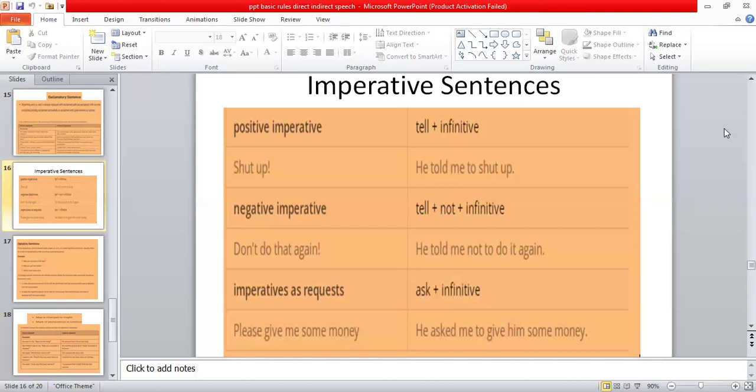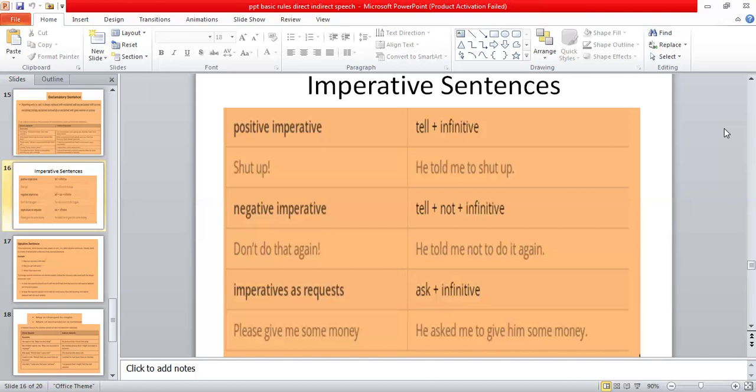He told me to shut up, because in the case of imperative sentences, the subjects are assumed. We always have an assumed subject in the case of imperative sentences. So "he" has been written over here as a subject. He told me to shut up.